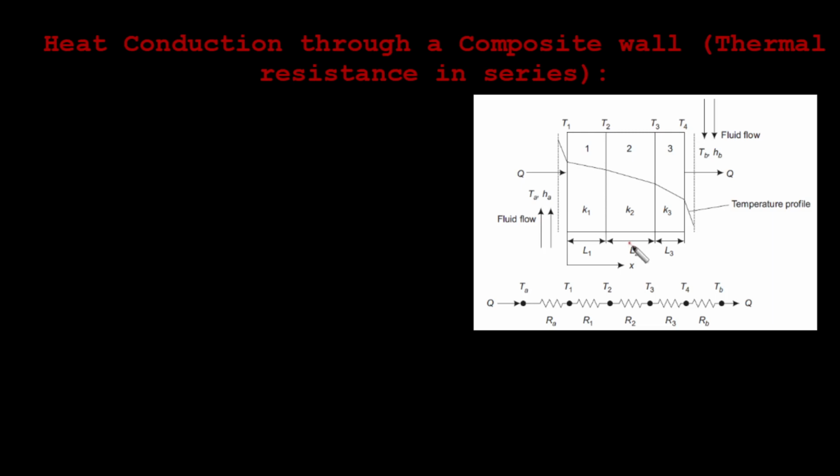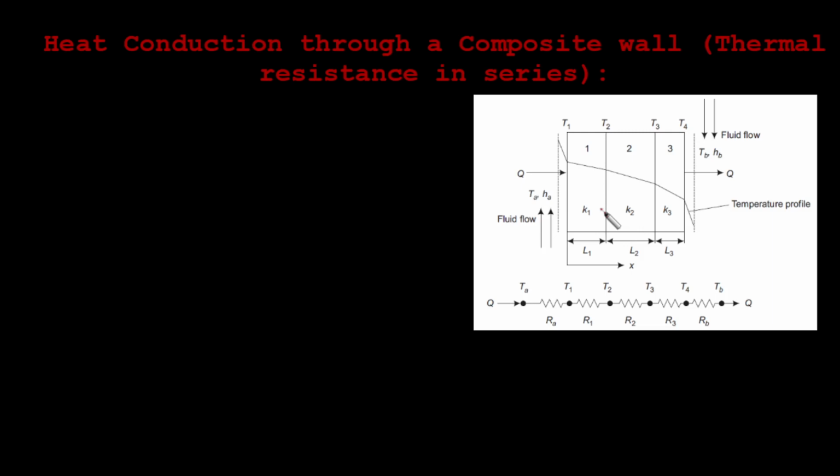If you take the example of your bench or the desk, at the top there will be a lamina, and below that there will be plywood. Plywood is also a composite wall. It is made up of different layers, and at the bottom there can be paint or there can be another lamina sheet. So that is another example of a composite wall. Wherever we have two solid surfaces in contact with each other and heat transfer is taking place through conduction, we can call them a composite wall. And we encounter composite walls in our engineering problems almost every time.